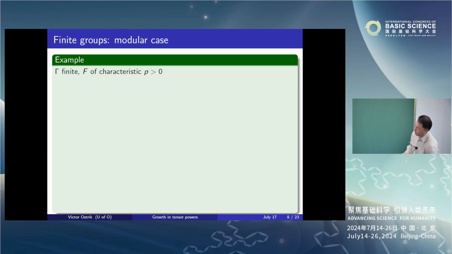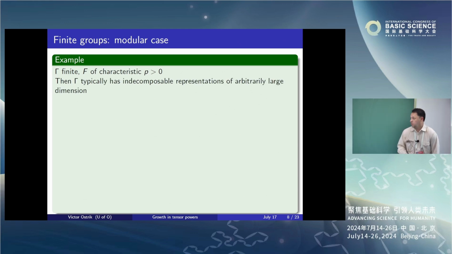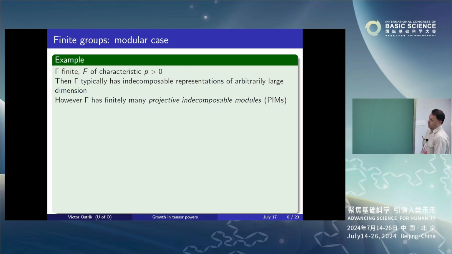So now my group gamma is still finite, but my base field is of positive characteristic. If you take a typical situation here, then gamma will have infinitely many indecomposable representations of arbitrarily large dimension, and there is no hope to classify them or anything. However, gamma has only finitely many projective indecomposable modules. So these are modules which appear as direct summands of a regular representation.